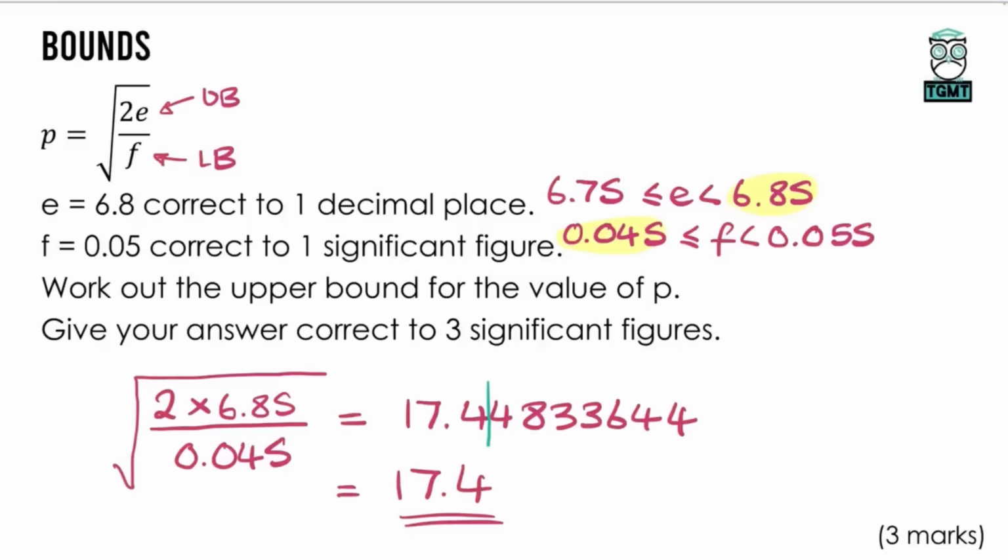Now again, if we were asked to work out the lower bound here, then you would put the smaller number, or the lower bound of E on the top, and the upper bound of F on the bottom. If we were asked to consider bounds, then we'd actually work both of them out and see if they round the same. So just read the language very carefully in these questions, but there we go, this one just wanted us to find the upper bound.